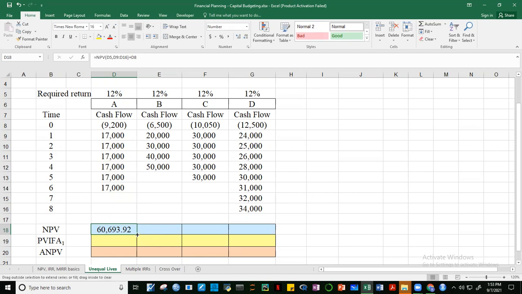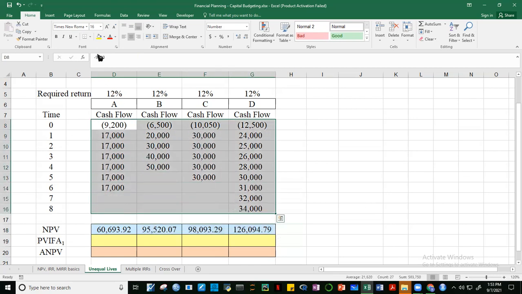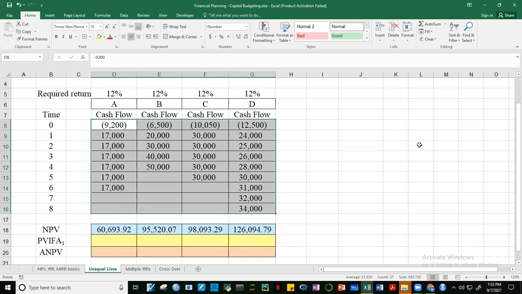Ito naman, pag highlight natin, copy to the right, then this one is 126. So we can say that in terms of NPV, mukhang si Project D ang mas maganda. Kaso may problema tayo dyan kasi si Project D, guys, 8 years siya. And natural, pag mas mahaba yung period, then there's a big chance na mas malaki yung NPV niya kasi mas maraming cash flow ang kino-consider.